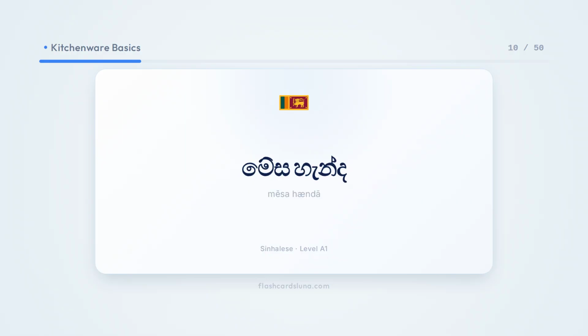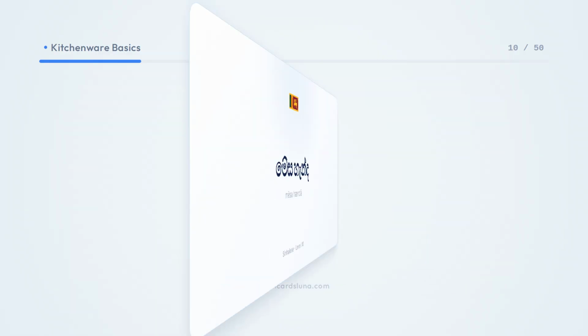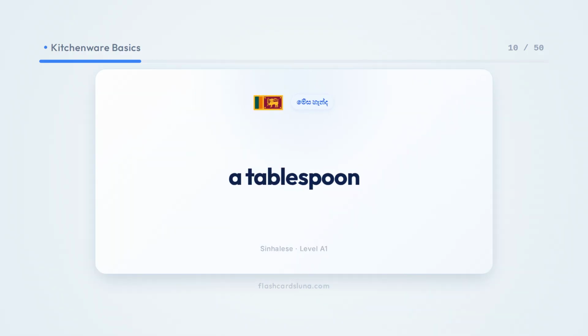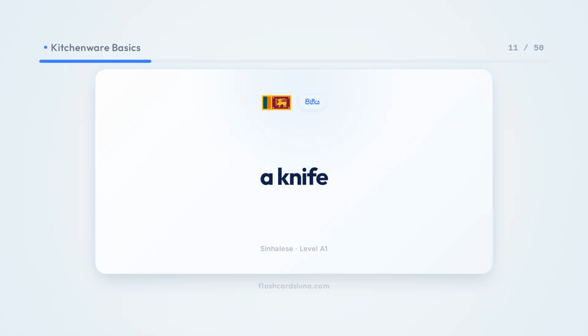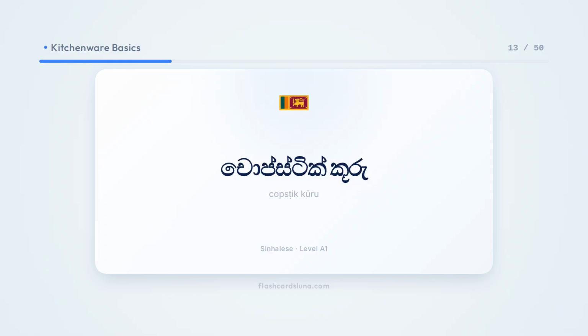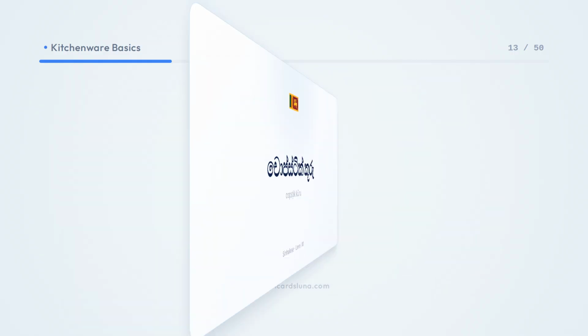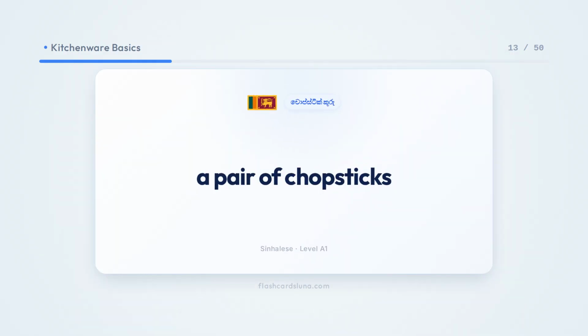Messihinder, a tablespoon. Pie, a knife. Battery pie, a butter knife. Chupastakiri, a pair of chopsticks.